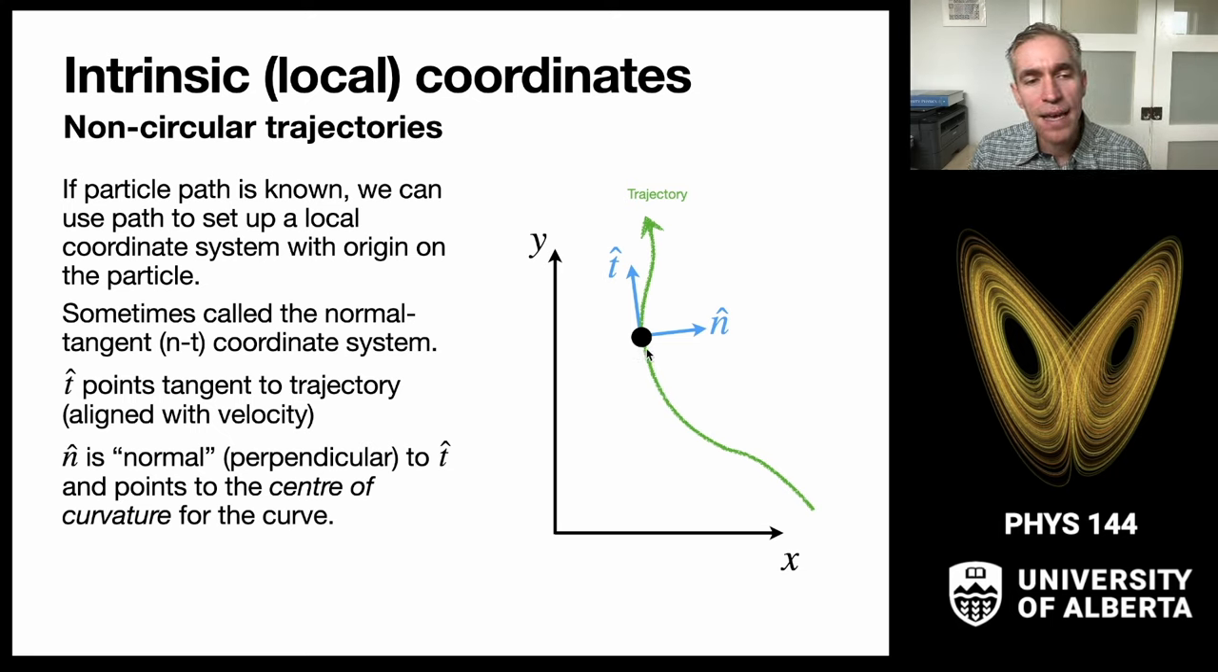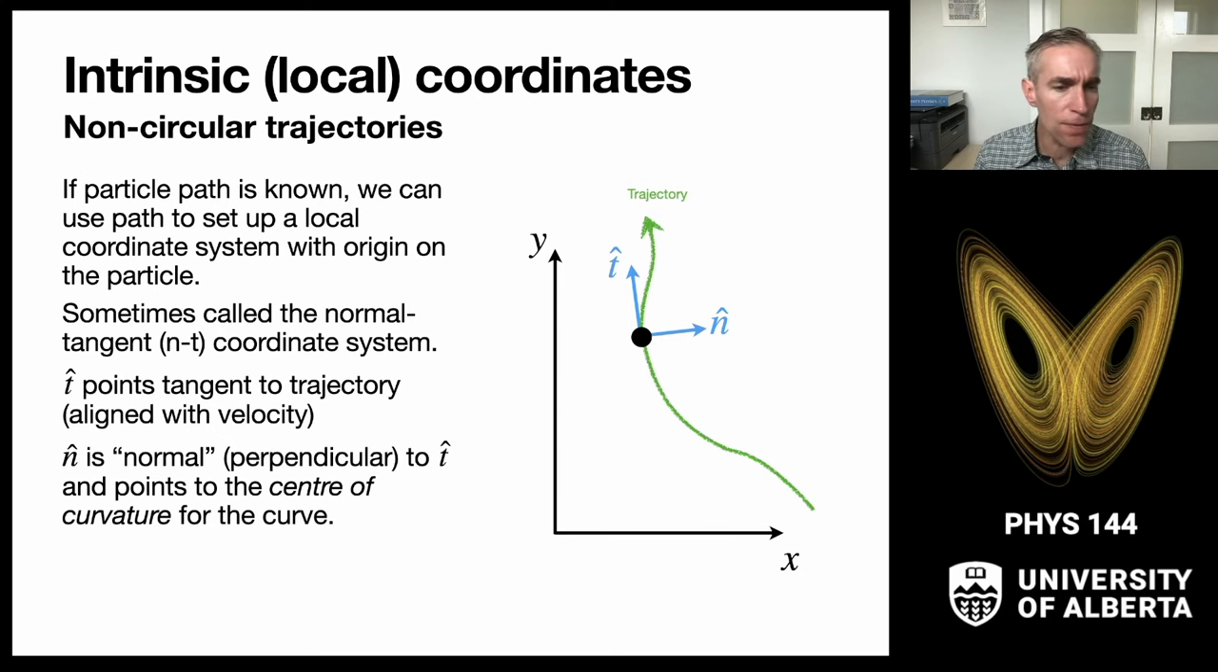The T component is tangential, and it's a unit vector that points along the trajectory of the particle. And then the N component is normal to it, and that normal is just a fancy math word for 90 degrees or perpendicular. So it is 90 degrees away from the tangential, so it forms an orthogonal or right angle coordinate system. And then it points towards the center of curvature for the curve.